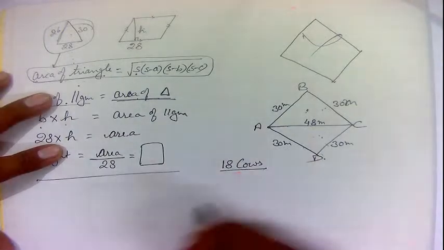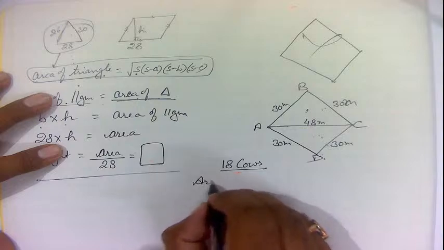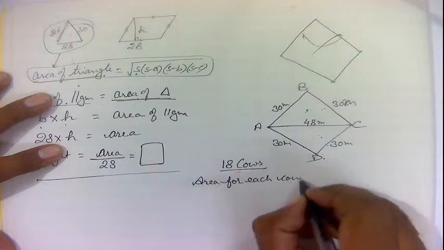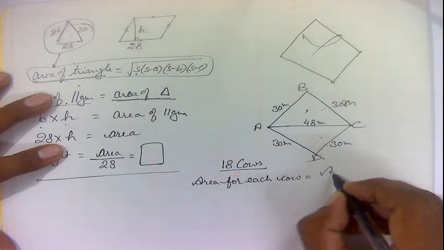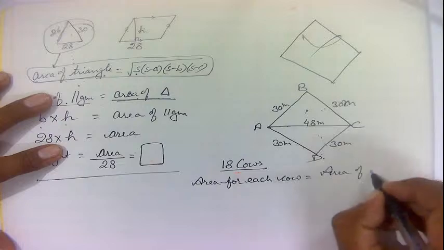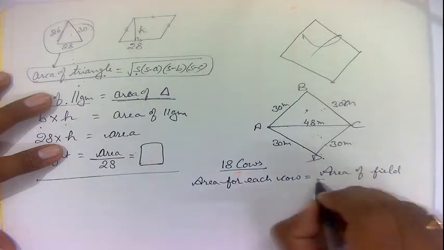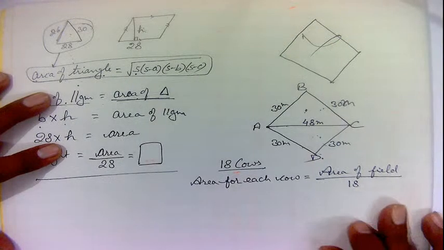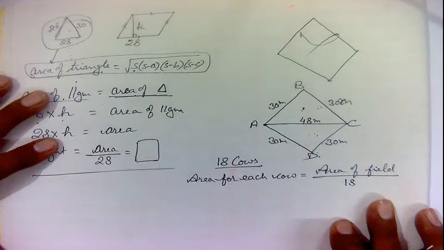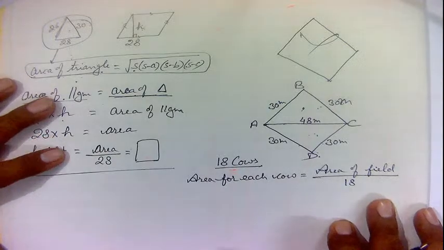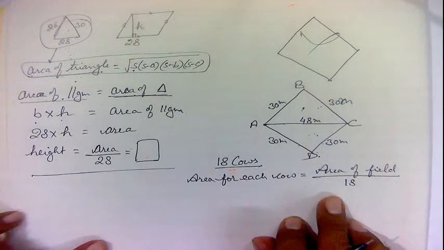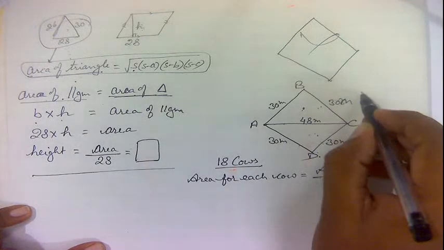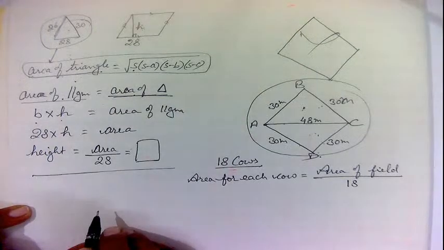18 cows are given, and you need the area for each cow. So what will be the area for each cow? It will be the area of the field, that is the rhombus field, divided by 18. You will divide the total area of the field by 18, and doing this you will get the area required for each cow. So one, I told you that using Heron's formula you can do this.